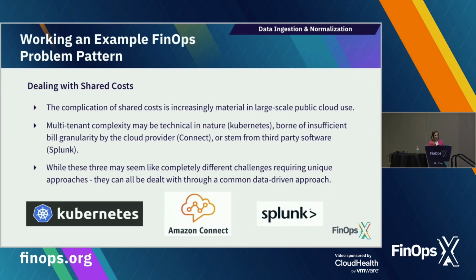Resource level multi-tenancy is becoming more and more common in the modern cloud. So next we're going to go through 3 examples of how Intuit solves some tough material dollar problems with the same common data approach. We'll start with Kubernetes, which has infrastructure which is multi-tenant and technical in nature. We'll go over Amazon Connect, which is AWS's call center. And their issue was they had insufficient bill granularity. And then lastly, we'll cover Splunk, which is our third-party logging software.